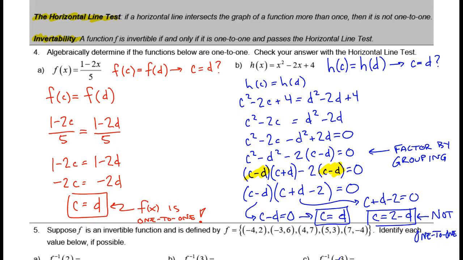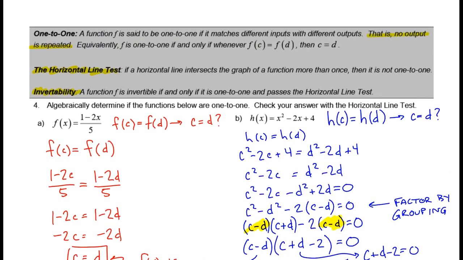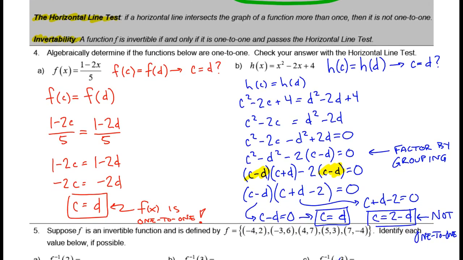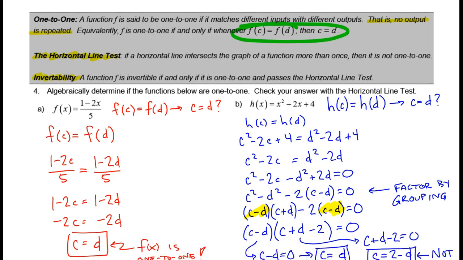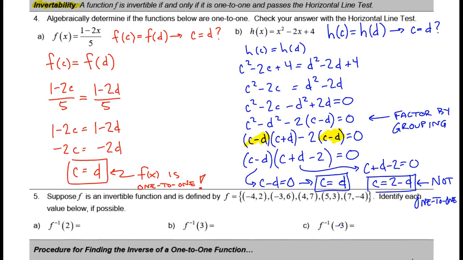Okay, as I mentioned, folks, this example 4, parts A and B, a little bit of algebra to show you this idea of a one-to-one function. I'll highlight it up here. We're working through the algebra to demonstrate that. The first function was one-to-one. The second function was not, because I got two different answers. I got c equals d as a possibility and c equals 2 minus d as another possibility. Okay, so let's move on now and look at example 5.